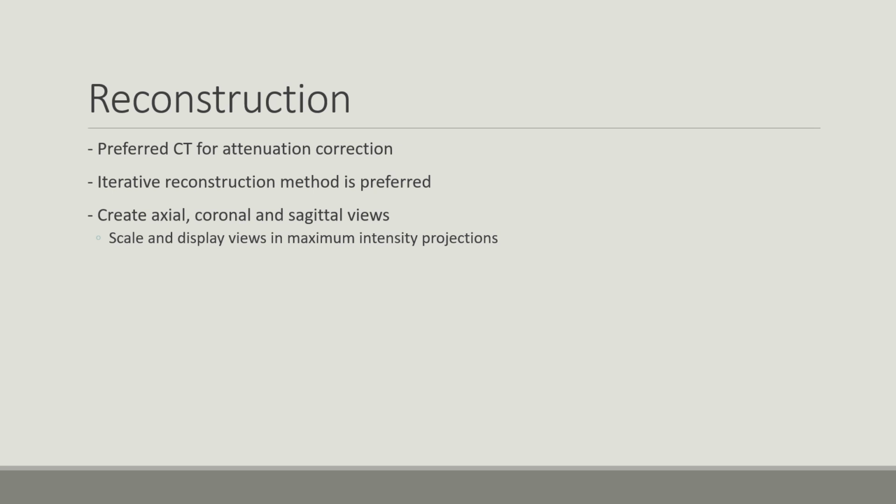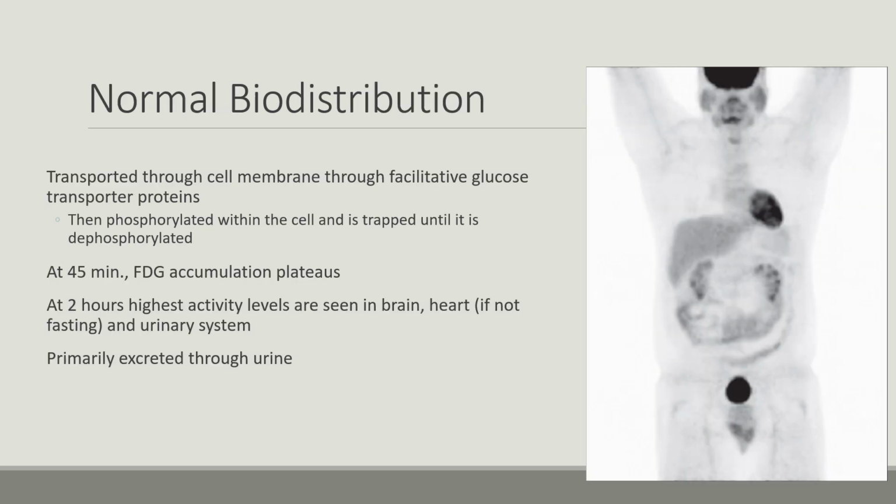So the preferred reconstruction is using CT. Iterative reconstruction method is preferred. You will create axial, coronal, and sagittal views, and then you will scale that, and it'll be displayed as the CT, the raw PET images, and then the fused PET images.